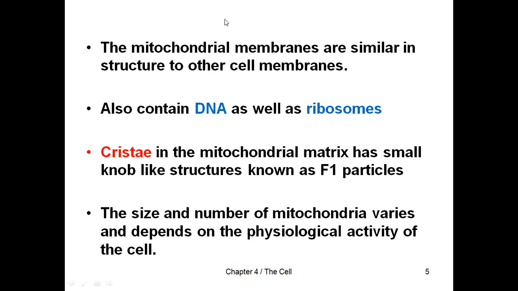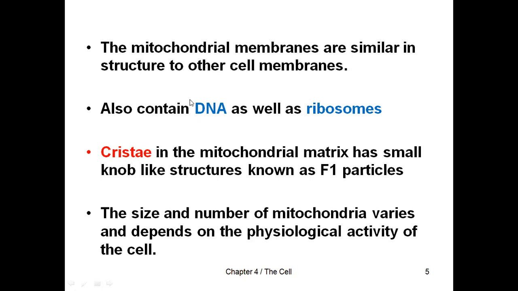70S ribosomes are present in prokaryotes and 80S ribosomes are present in eukaryotes. But mitochondria and chloroplasts have ribosomes which show the presence of 70S, which is similar to prokaryotes. ठीक है, 70S ribosomes हैं, अपना DNA है, so that the mitochondria becomes self-sufficient for the huge number of enzymes that it requires.